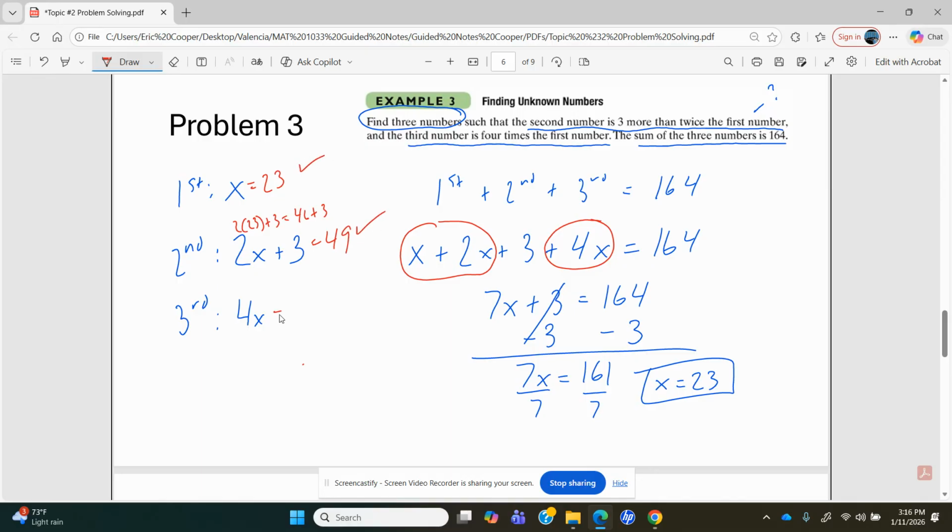And for the last number, we'll simply take 4 times 23, the number that we found. And in this case, 4 times 23 is 92. So the three numbers we needed were 23, 49, and 92.